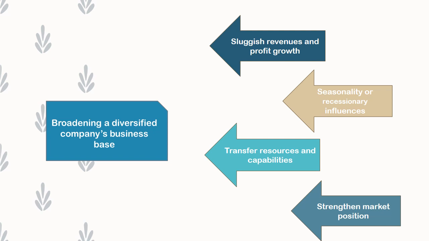Next, broadening the diversification base. A multi-business firm may consider adding to its diversification base when there is sluggish revenue and profit growth, or it is vulnerable to seasonality or recessionary influences. There is a potential for transferring resources and capabilities to related businesses, and acquisition of a related business will strengthen the market position of one or more of its businesses.